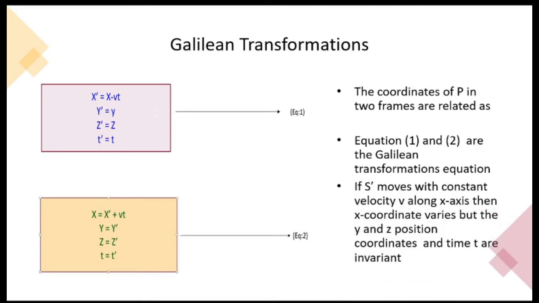Now, if S dash moves with a constant velocity along the x-axis, then only the x coordinate varies, while the y and z coordinates and time remain the same. And if a certain coordinate remains the same, there is another term to describe such coordinates, and it is called invariant. This is a new term, invariant. Invariant means that a particular parameter or coordinate remains the same or constant.